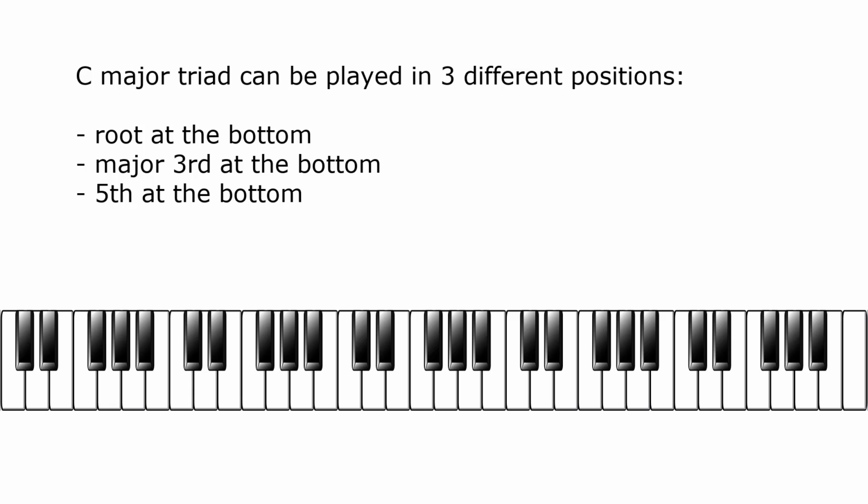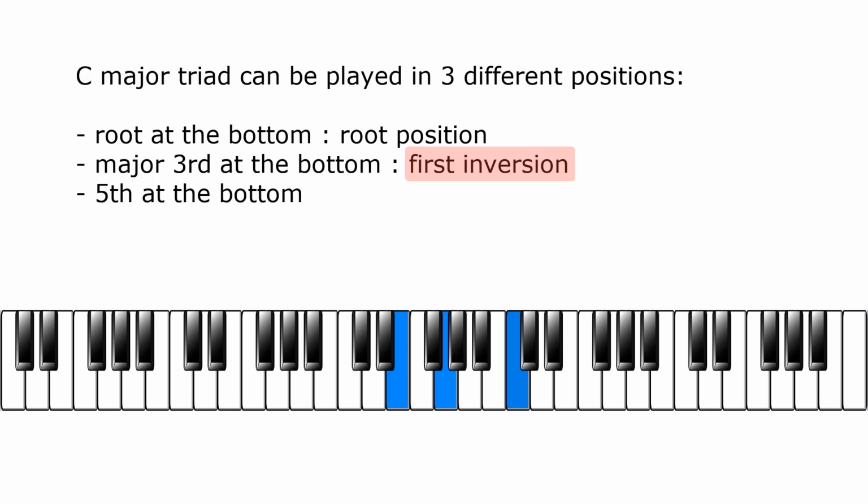We call the position with the root at the bottom the root position. The position with the major third at the bottom, the first inversion, and the position with G, the fifth at the bottom, the second inversion. So a triad can have 3 different positions: root position, first inversion and second inversion. You can do this, of course, with any triad.